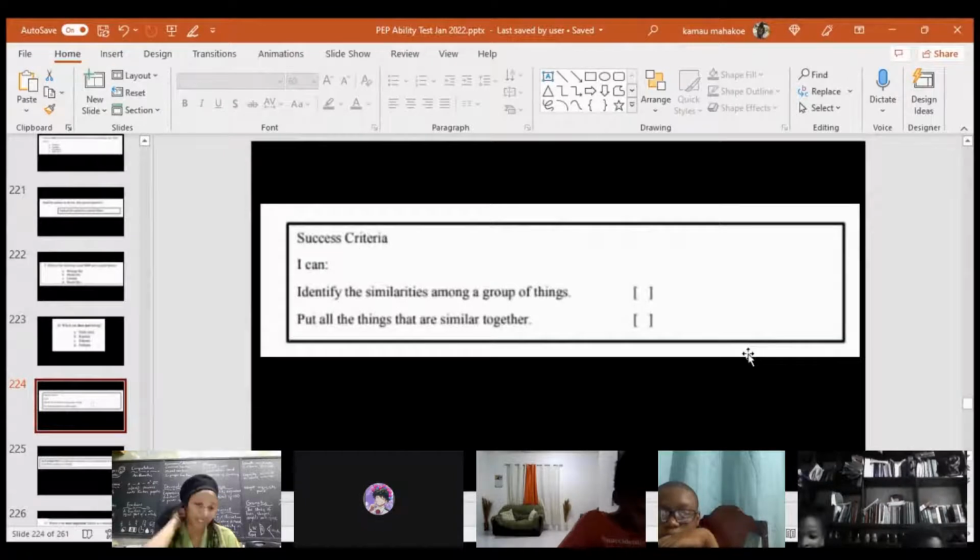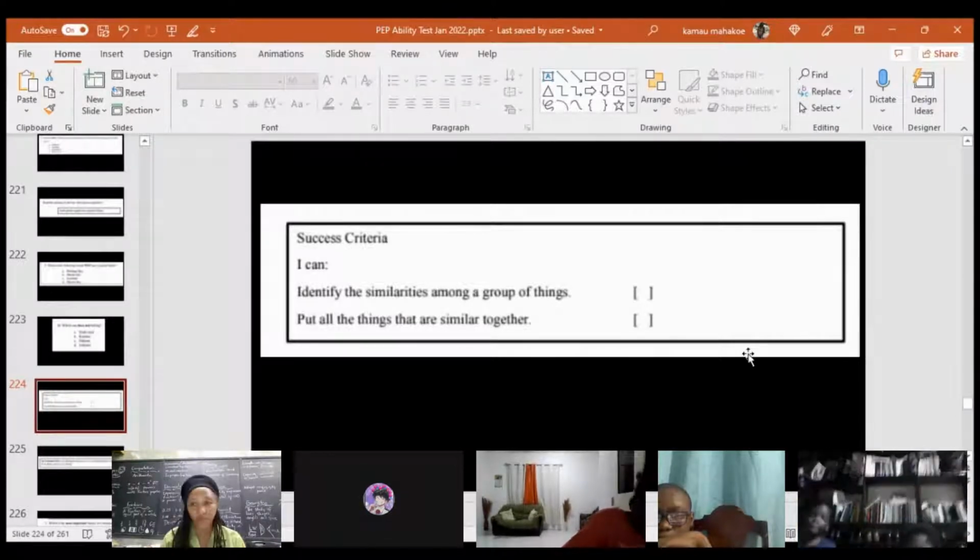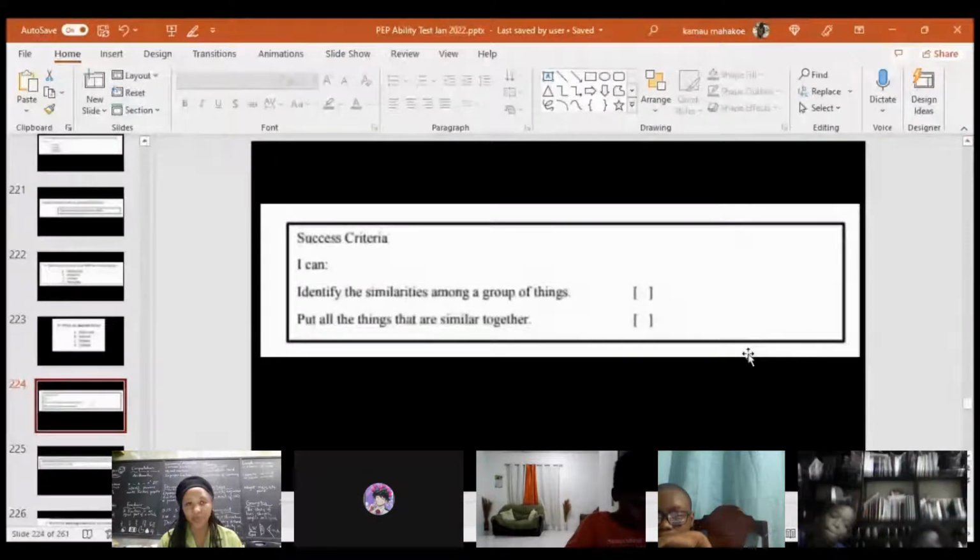All right. So the success criteria here is we should be able to say I can identify the similarities among a group of things and put all the things that are similar together, right? Even though they all have similarities, we must be able to pick out the difference. That's the main thing here.